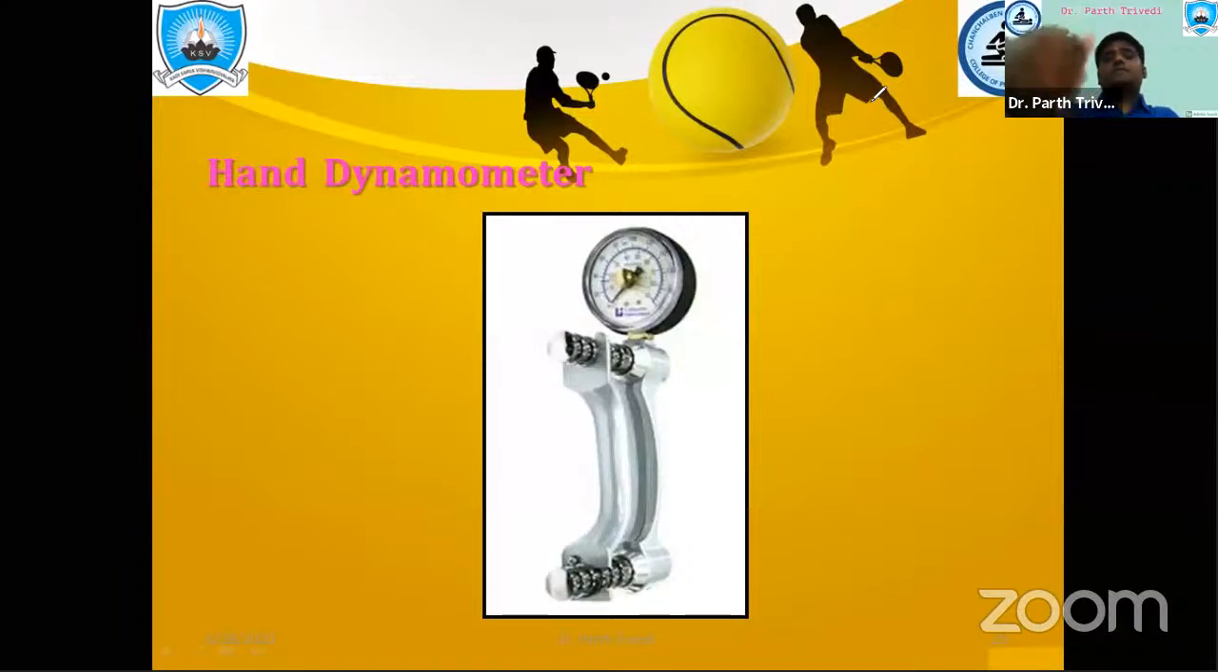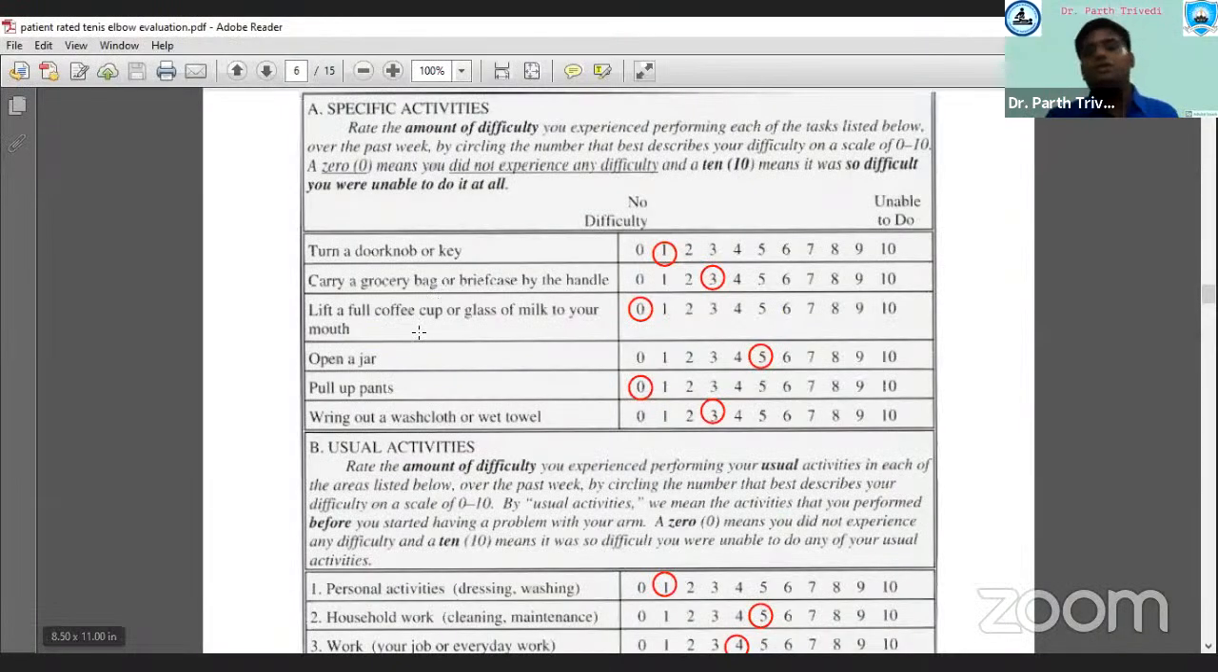So what are we supposed to do while taking the ratings? First thing, you are supposed to ask the patient to sit erect in an unsupported armchair. There should not be an armrest, and ask the patient to keep 90 degrees of elbow flexion. You give the hand dynamometer in the hand, and then ask the patient to squeeze as much as possible. Once the squeezing is done, the reading will go up. Like this, you are supposed to take three readings, and the average of those three readings is considered your grip strength.